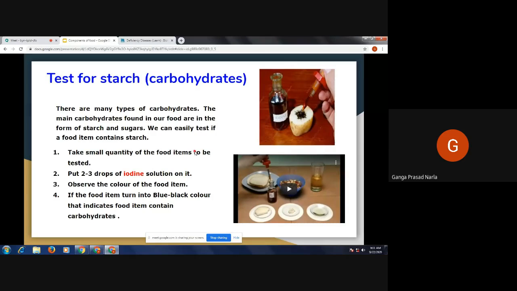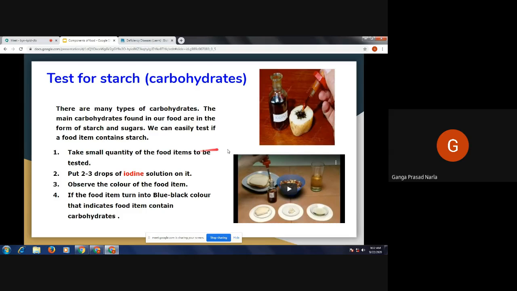So if the food item turns blue or black, that food item contains what? Carbohydrates. Very good. Jeshwant or Kaushal, please mention in the chat box. If the food item turns blue or black, the food item contains carbohydrates in it. Very good.